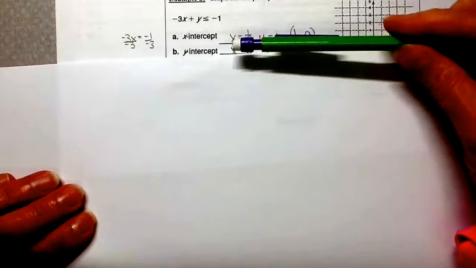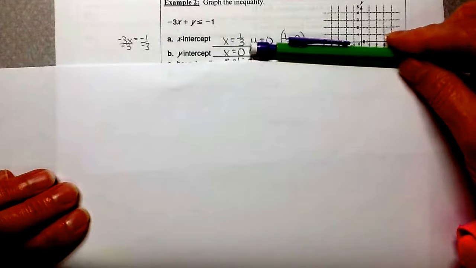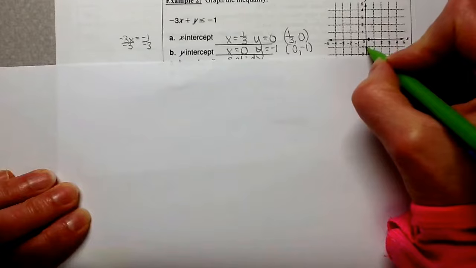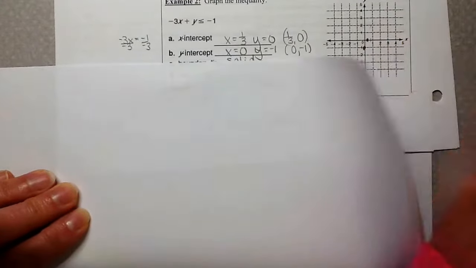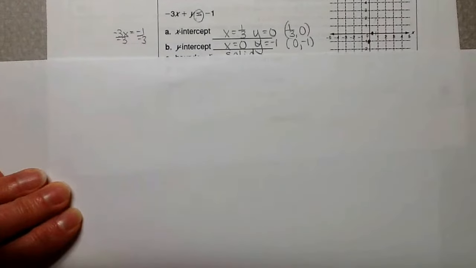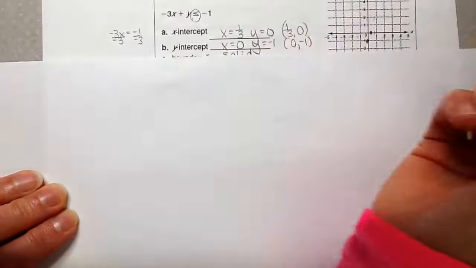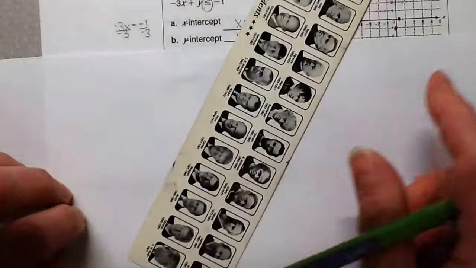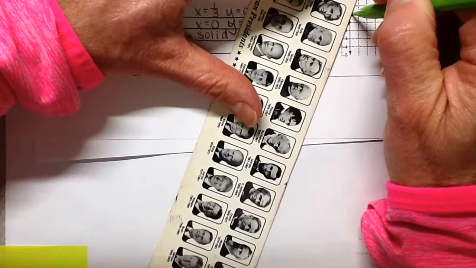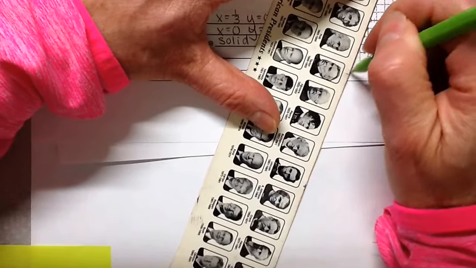Now when we find the y-intercept, x equals 0. So basically I can cover up the x, and y equals negative 1. So (0, -1). Now again, I need to check here to see if it's dashed or solid. And because of this little line right here, that means it's going to be a solid line. So I'm going to take my ruler again. I'm going to go all the way across the plane, cut it in half.